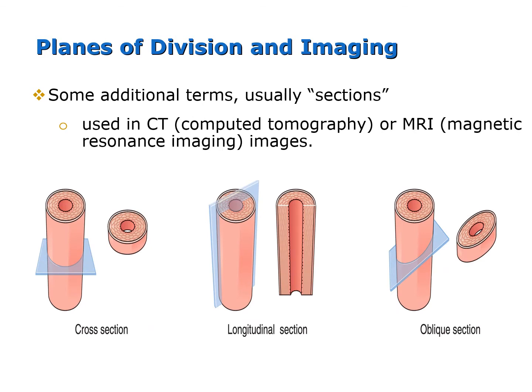Again, if we have a cross section, this will be the horizontal or the transverse plane. We have the longitudinal section or the coronal one. And in some options, we may have an oblique section. And all those lines and all those planes of division help us in imagistics. That's the medical field that will use those the most when we are performing CT scans or MRIs.